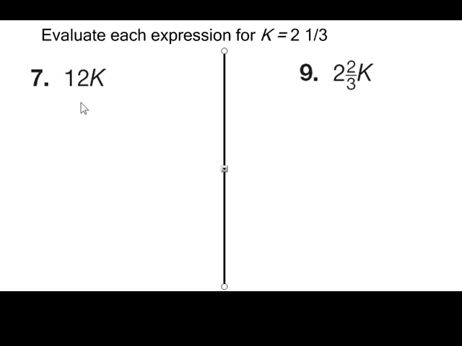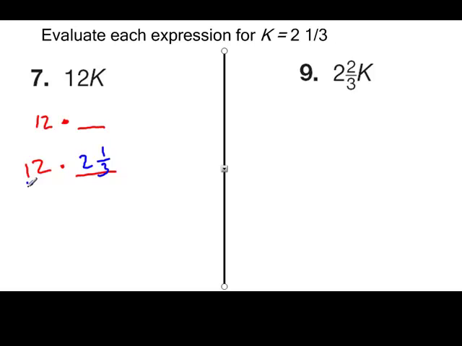On the homework tonight, you're also going to see some problems where it says evaluate each expression for k equals 2 1/3. And then they give you some problems and k is involved. So 12 times k, remember a number next to a variable is a multiplication problem. So let's rewrite that. 12 times blank. We replace the k with the blank, make sure it's clear that it's multiplication, and we said that k equals 2 1/3, and I've already shown you how to do this.